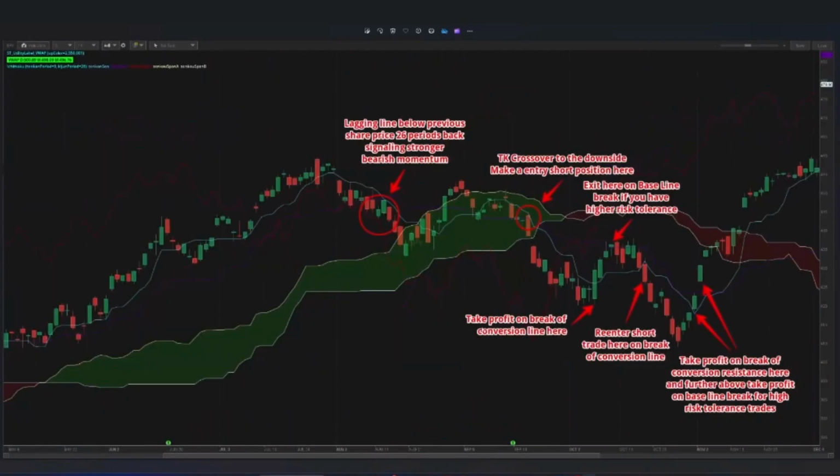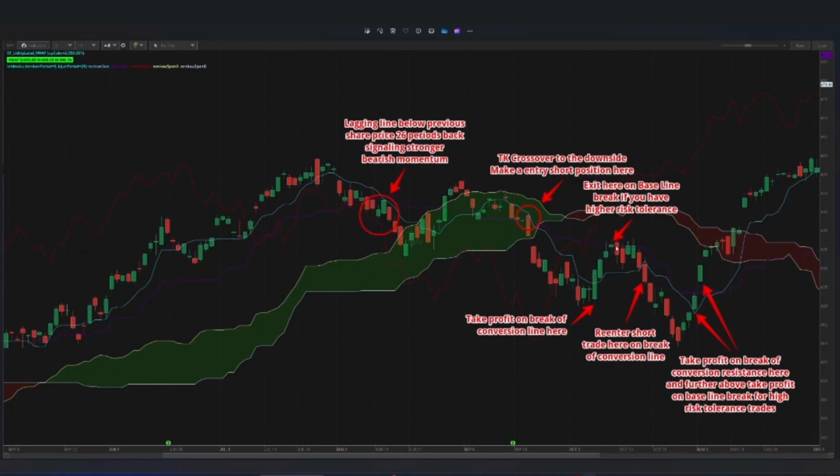So the next example we have is a TK crossover to the downside. For this, you've got a TK crossover to the downside happening right here. So you would make a short entry position, or you would buy a put here. You would ride that share price all the way down, and when this green candle finally breaks above that blue conversion line, you can go ahead and exit your position, take profit. And the share price went up even further afterwards and broke above that baseline here, which would be your high risk tolerance stop loss or profit taking zone.